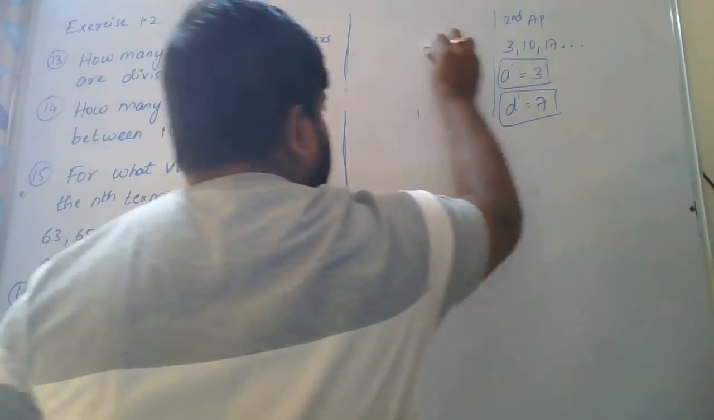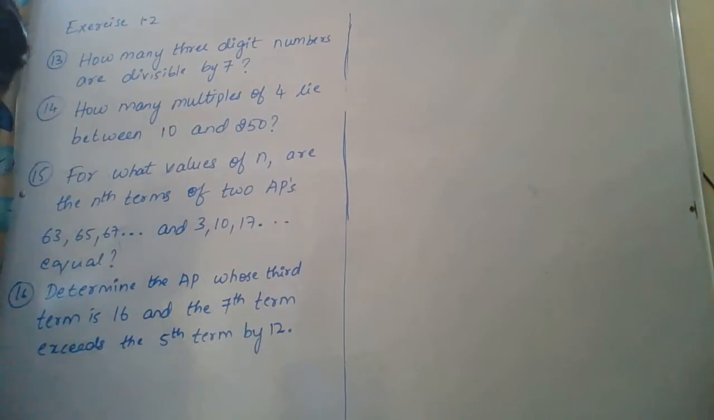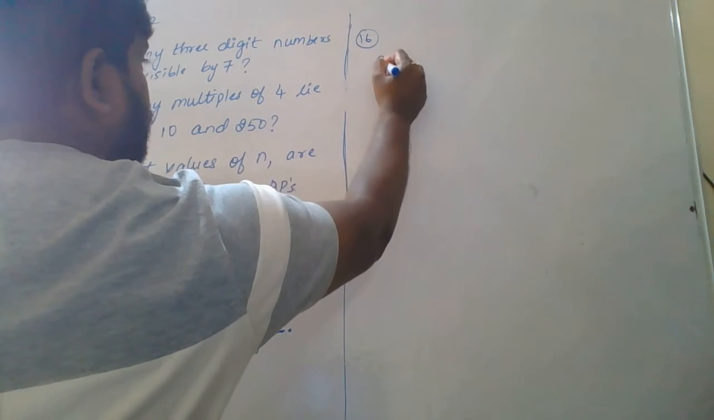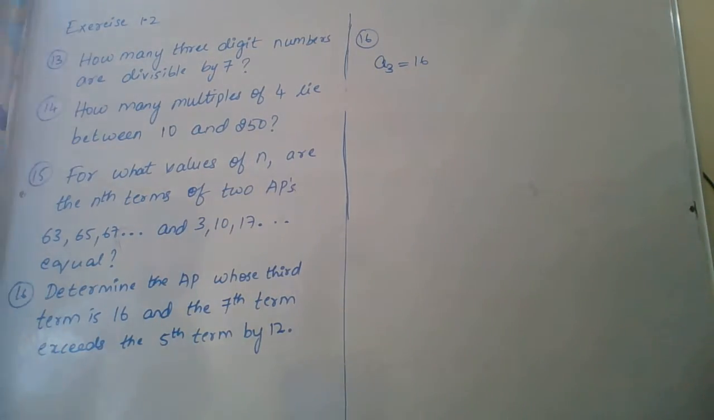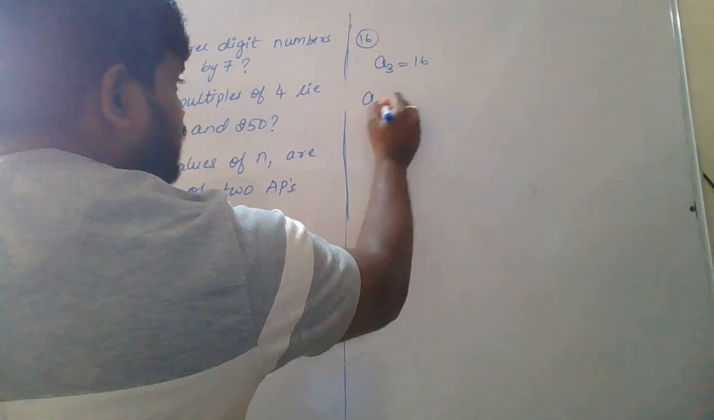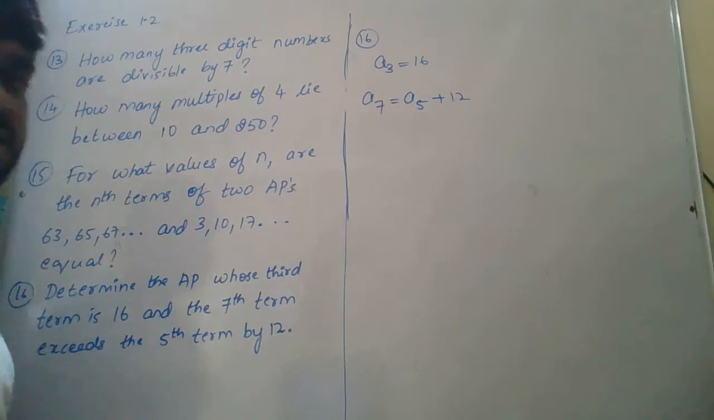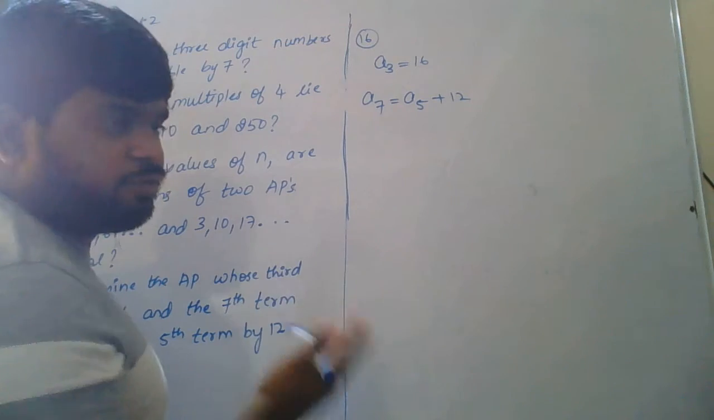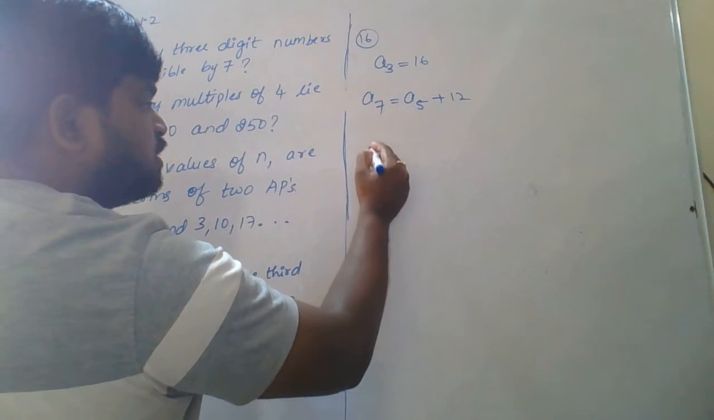So let's take, determine the AP whose third term is 12. Sorry, third term is 16. So 16th one, third term is 16, and the seventh term exceeds the fifth term, meaning seventh term is more than the fifth term by how much? By 12. Now let's take this. Here you don't know the value of A and D, so we have to find both. You get an equation from this, you get an equation from this. So let's start with this itself.